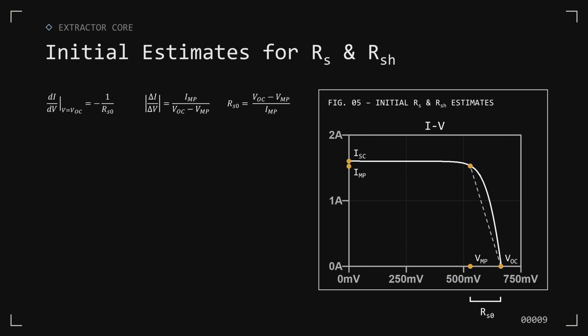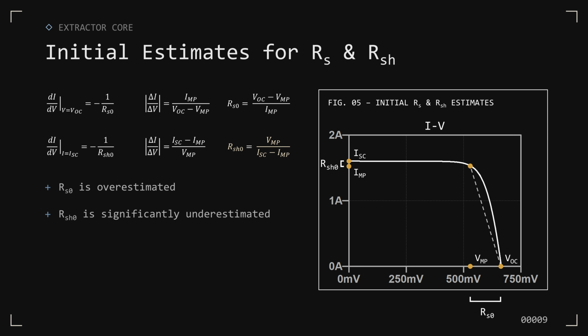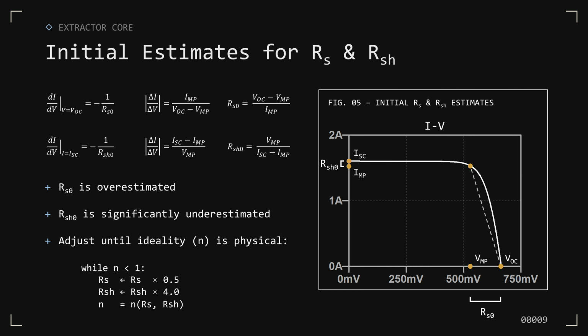The initial estimate for RS is then VOC minus VMP over IMP. For the RSH estimate, it's the same thing. The slope of the line between the short circuit and the max power points. The initial estimate for RSH is VMP over ISC minus IMP. This approach is very simple, but the initial guess for RS is overestimated, and the guess for RSH is significantly underestimated. So what you can do is multiply RS by 0.5 to adjust it, and multiply RSH by 4.